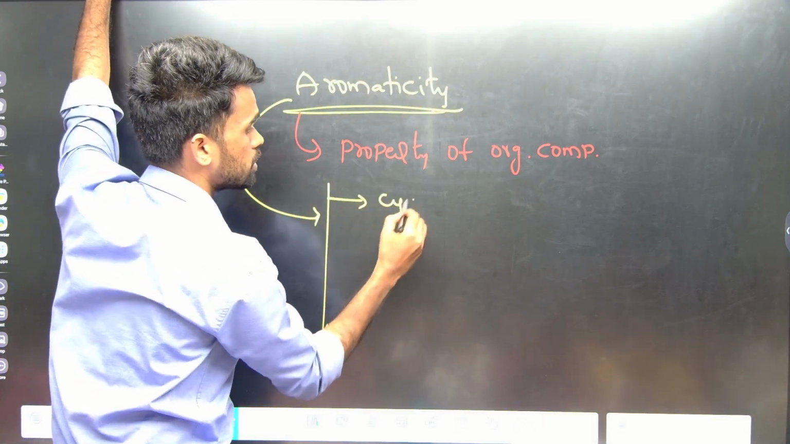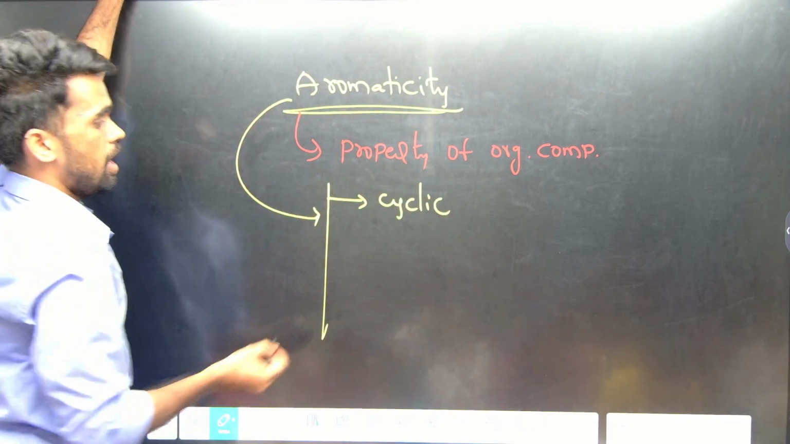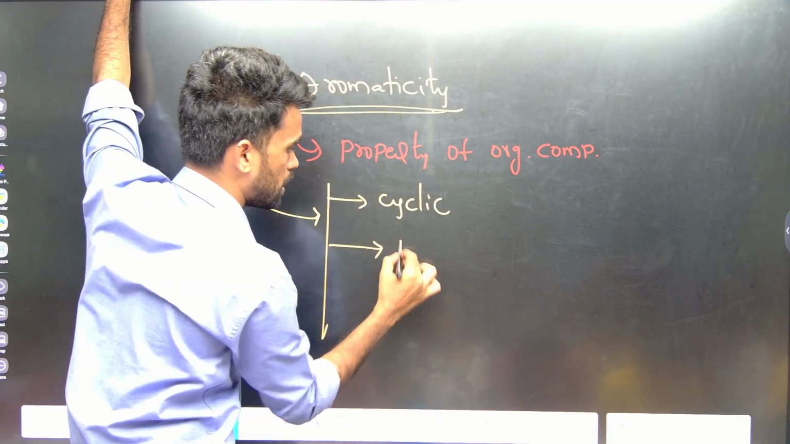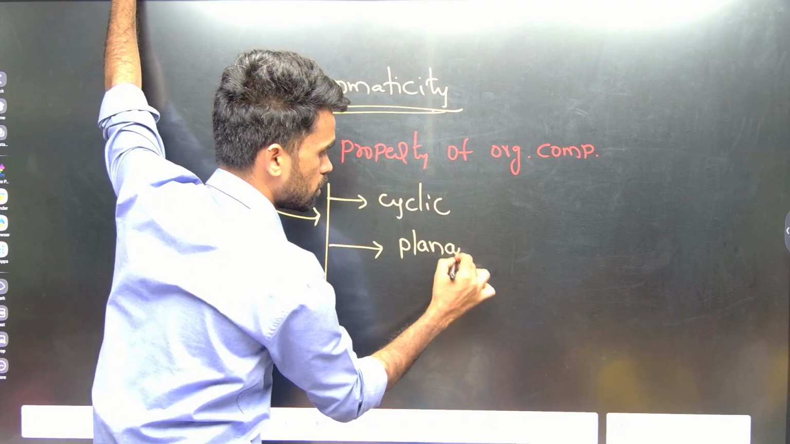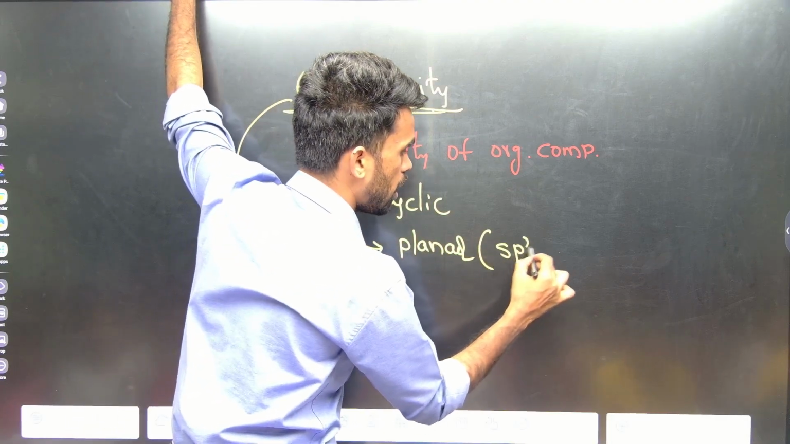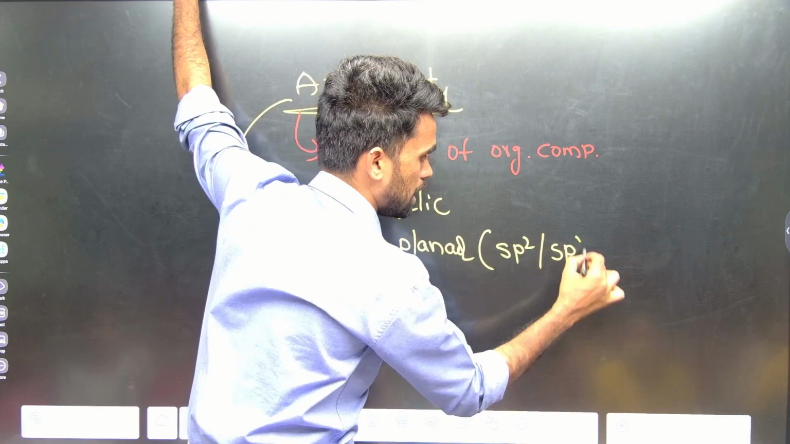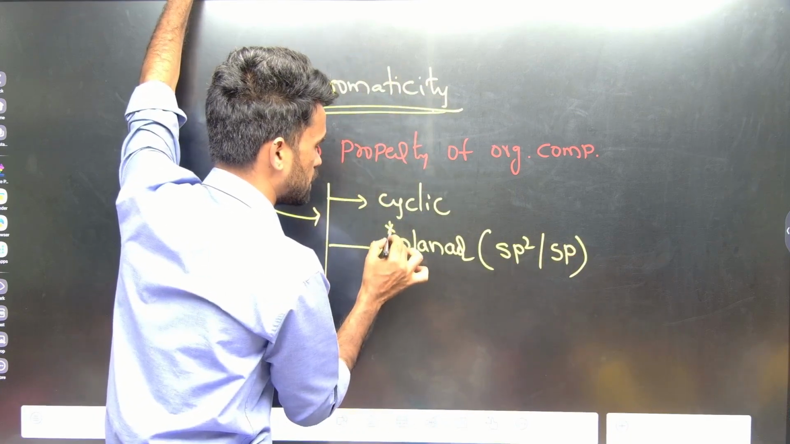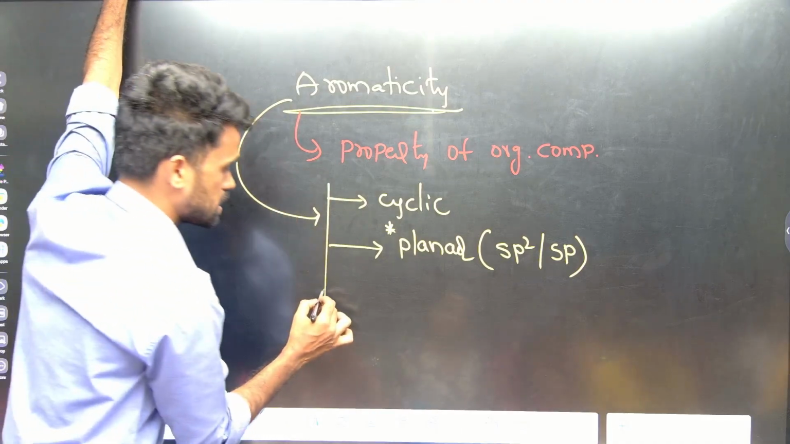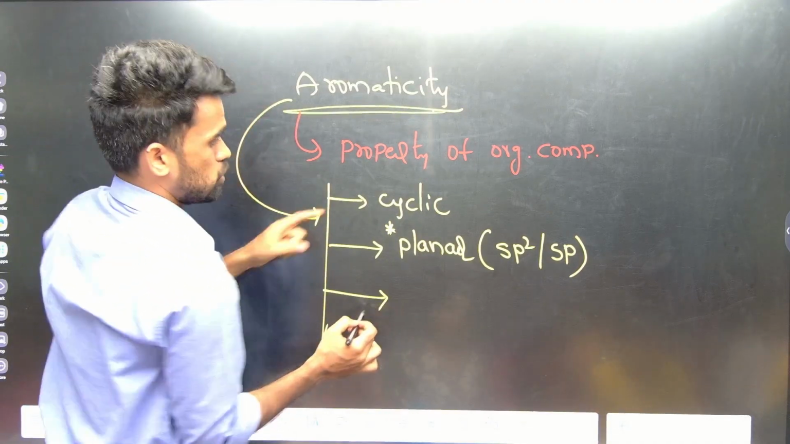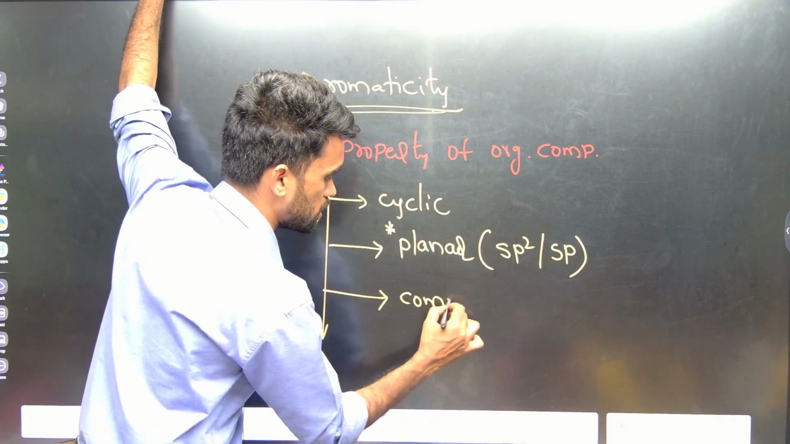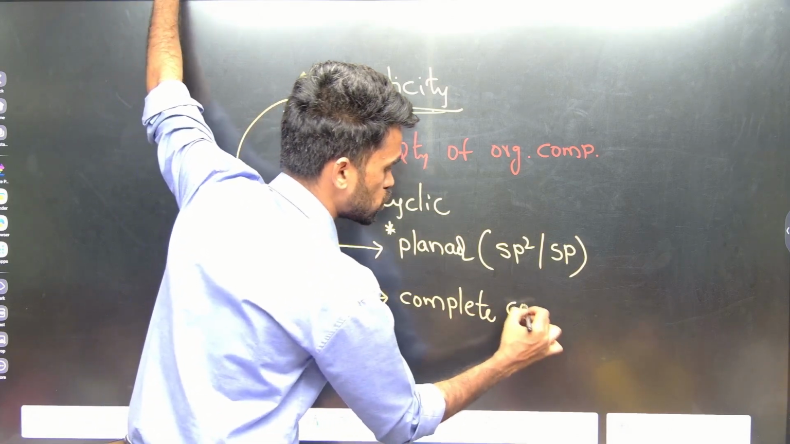How should it be? Cyclic. And all the carbons present in that compound should be planar. Planar means what should be the hybridization? sp2 or sometimes it will be sp also. Okay, you put a star mark for this because there is some exception here, that is why this star mark. Okay, next thing is it should be cyclic, planar. Next condition is complete conjugation. What should they have? Complete conjugation of pi electrons.